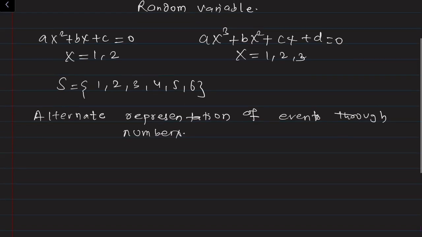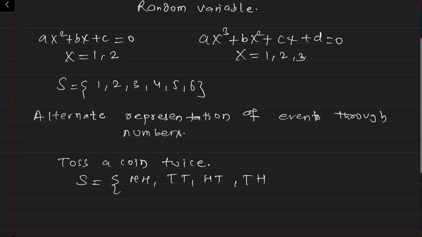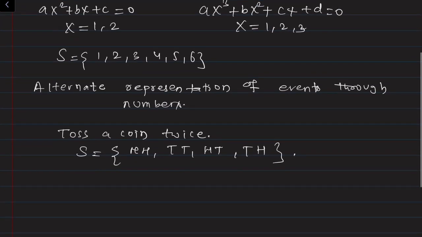So for example, you toss a coin twice, the sample space would be HH, TT, HT, and TH, right? Now let's define an event of getting heads. So you can use different capital letters to denote the number of heads. Like when there are 2 heads, you can use A. When there is 1 head, you can use B, and you can use different capital letters.